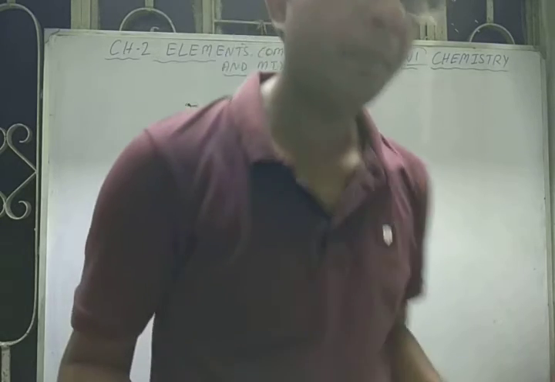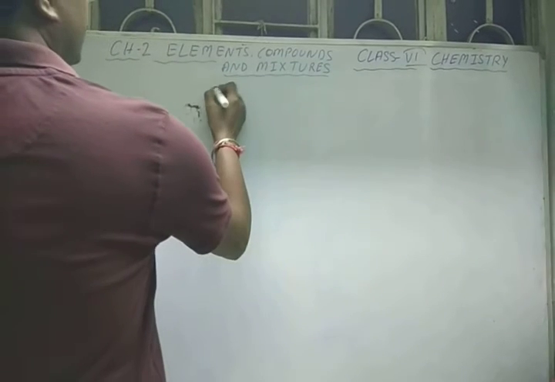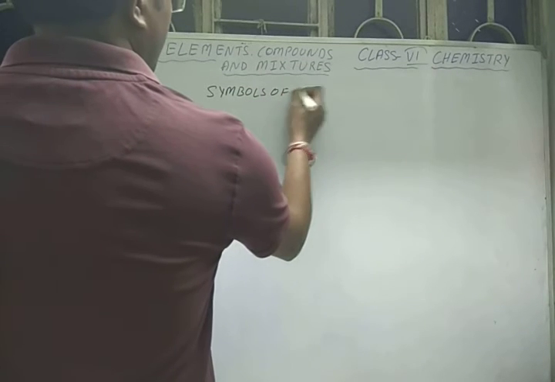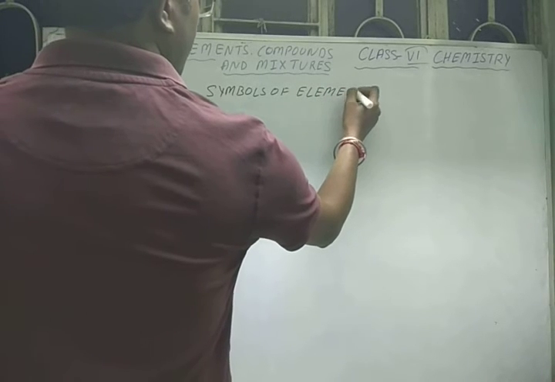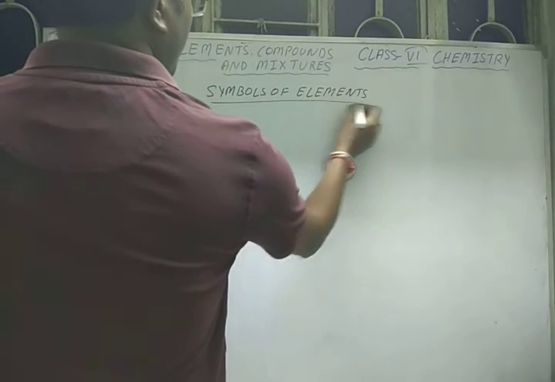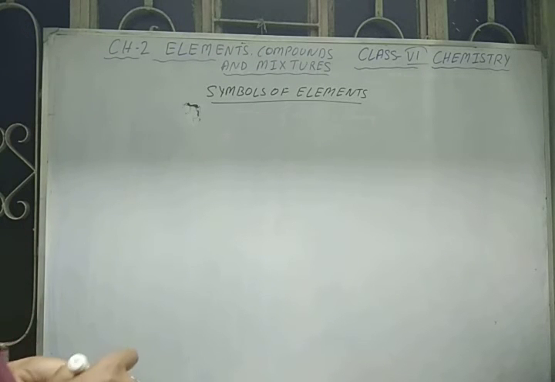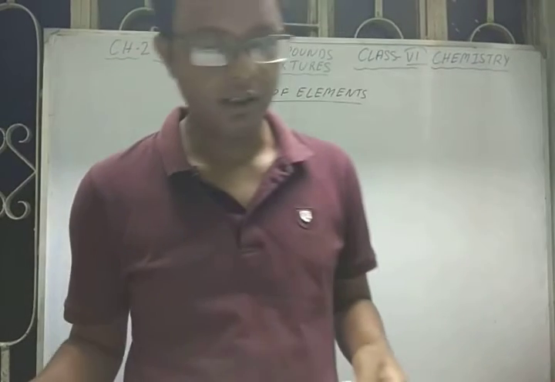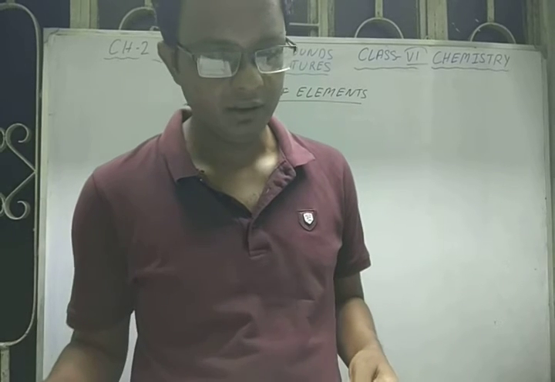Okay, so today's topic is symbols of elements. How are the symbols of elements given? First, as you know, the symbol of an element was first introduced by Lavoisier. The system of writing the elements in short form is called nomenclature.